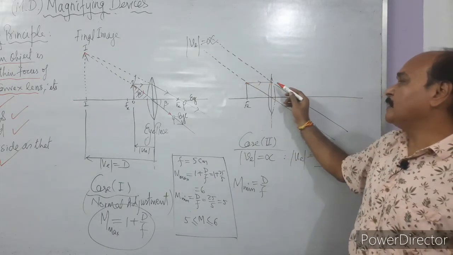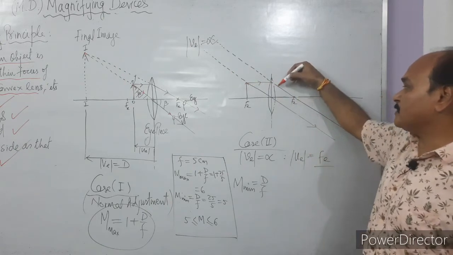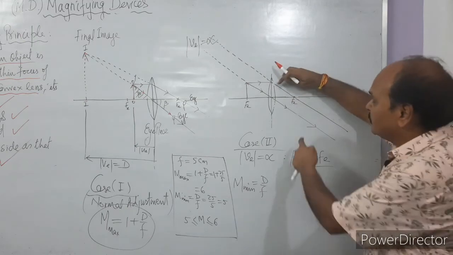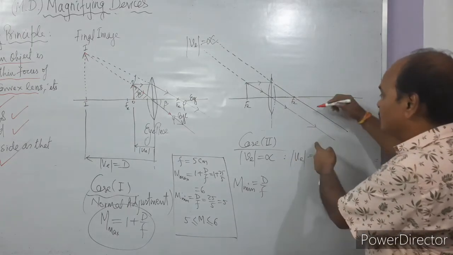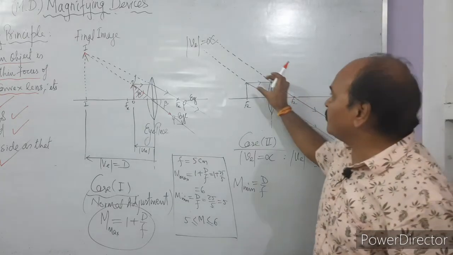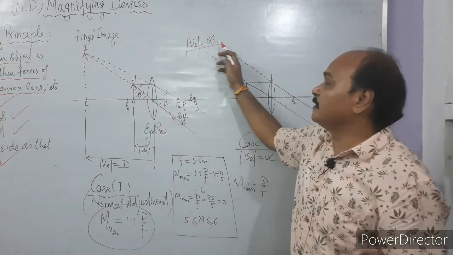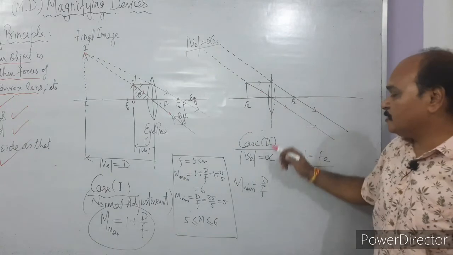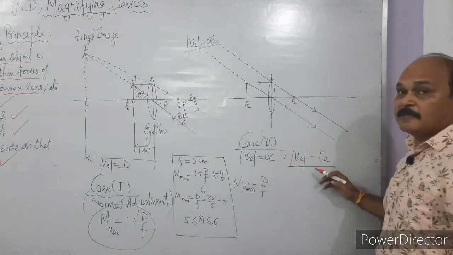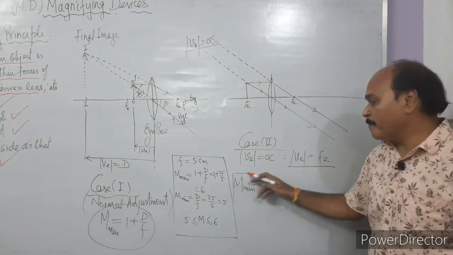The ray parallel to the principal axis passes through focus, and the other ray which passes through the optical center moves undeviated. Both these rays are parallel rays. They will never meet. But once they are extrapolated backward, they meet at infinity. So in this situation, the object is placed at focus and M is minimum.